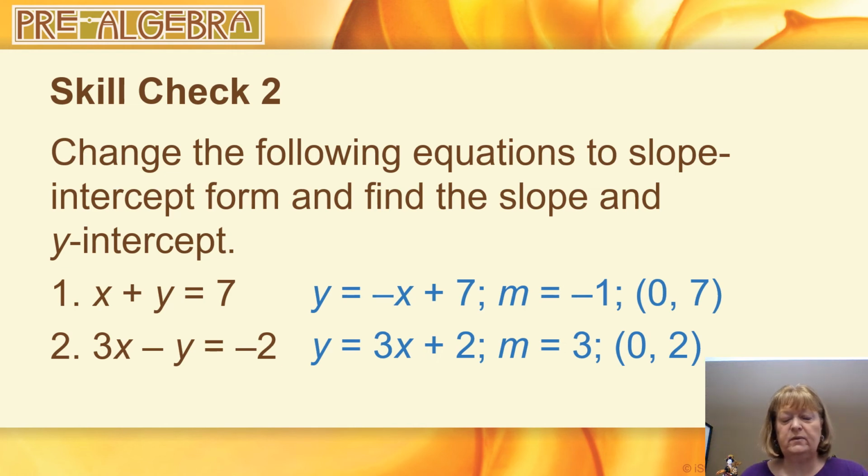Let me go back to number 1 real quick. Notice that the slope is negative this time. So you go to 0, 7, and negative slope means down 1, right 1. Remember, all your slopes are over 1, unless you have a fraction. We'll talk about that.